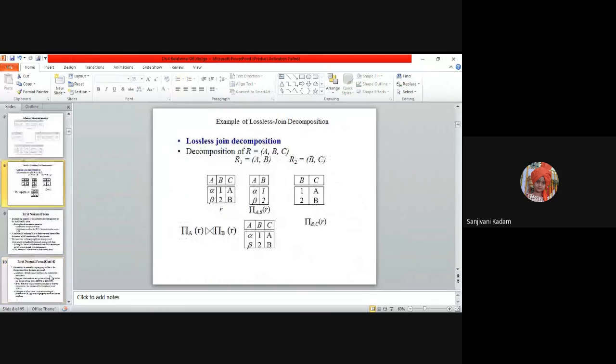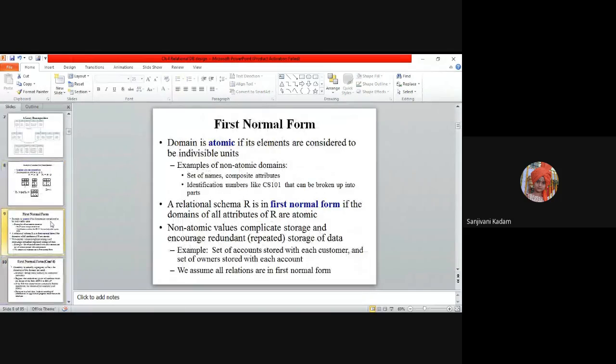So this was the part which you already covered. Non-atomic values complicate the storage and encourage redundant, repeated storage of data. For example, a set of accounts stored with each customer and a set of owners stored with each account may give us redundant data. Next, we assume all relations are in first normal form.